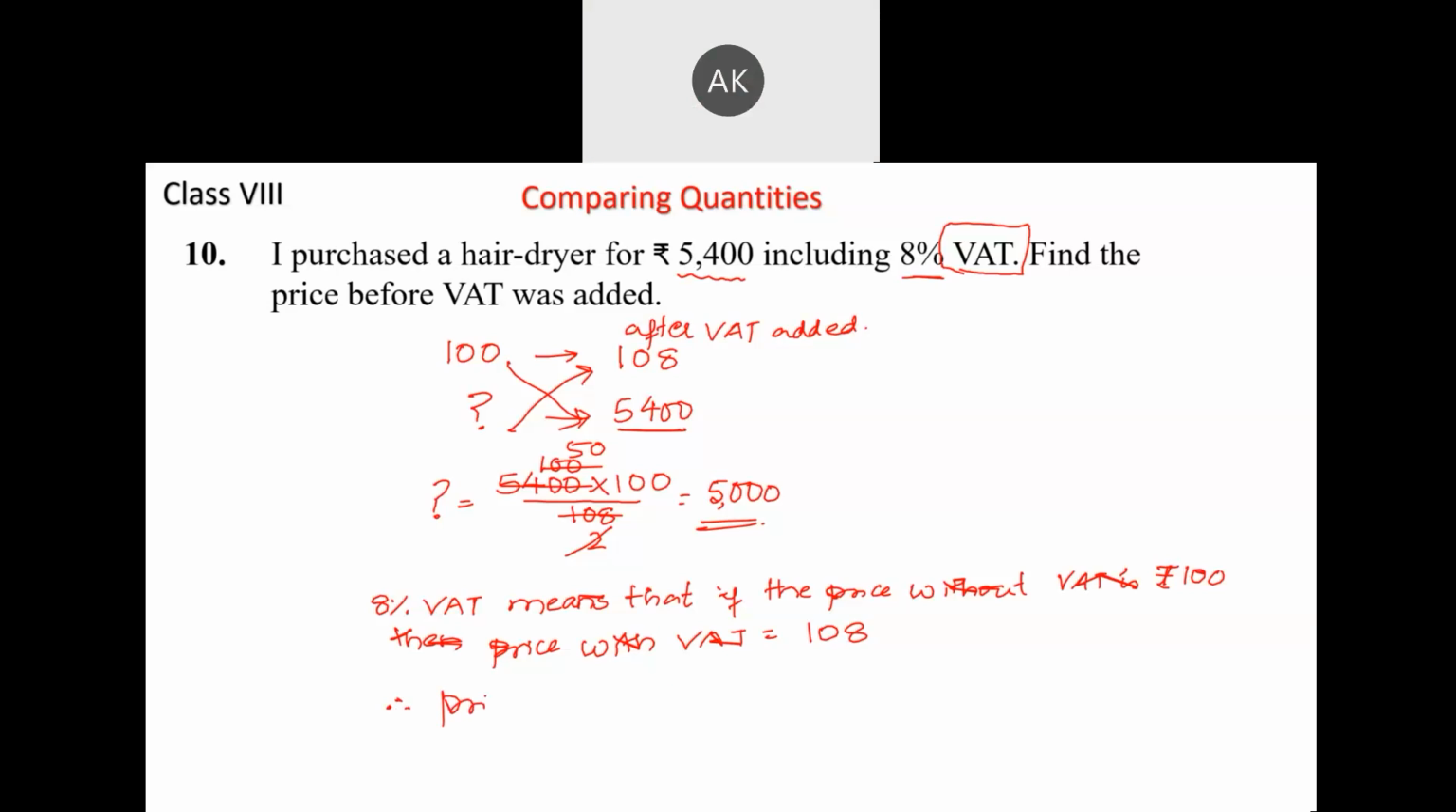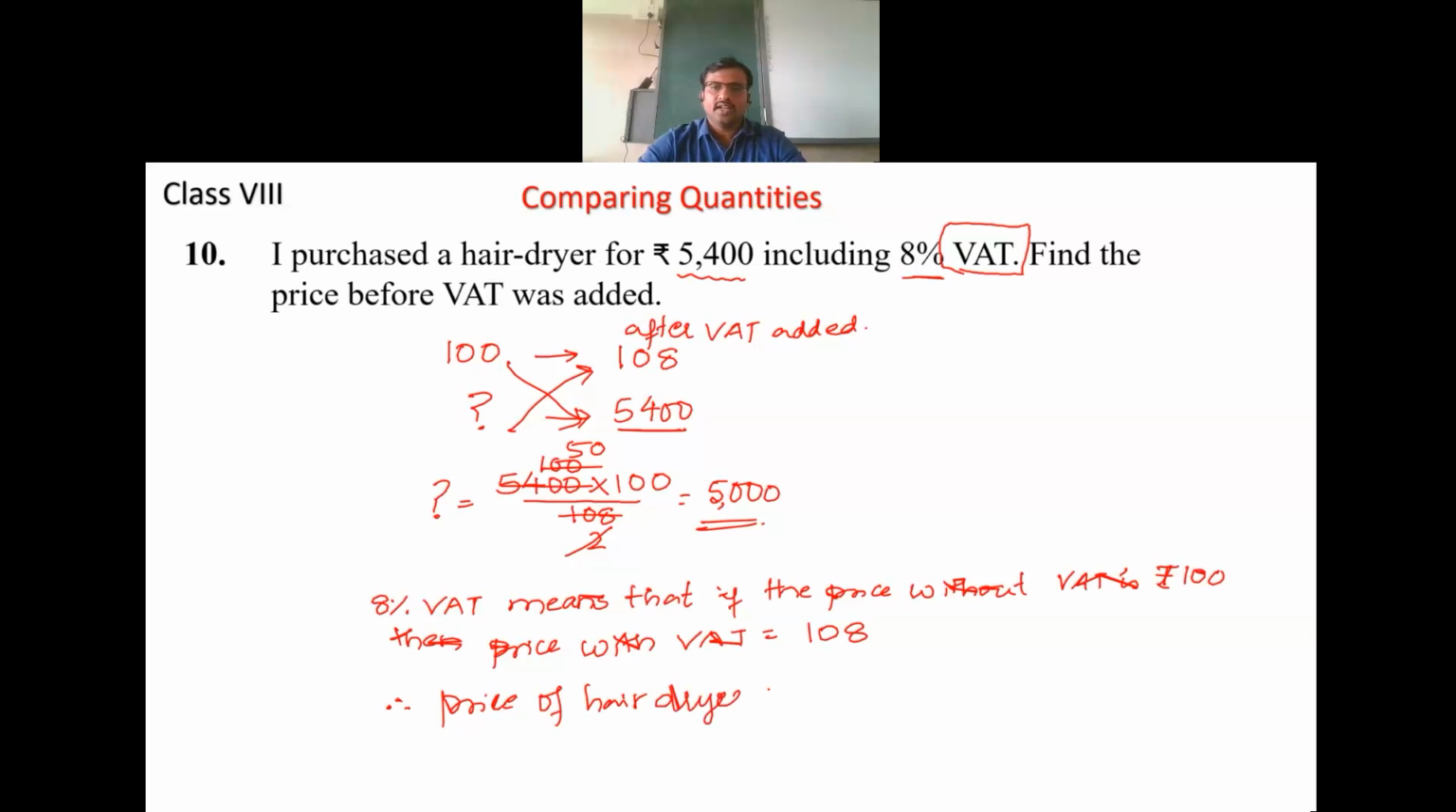Therefore, the price of the hair dryer without value added tax will be equal to, now you can write this as, 100 into 5400 divided by 108. After simplification, we get it as rupees 5,000.